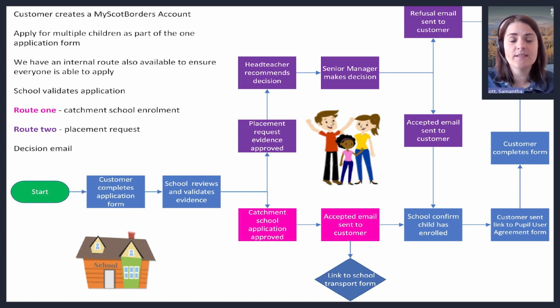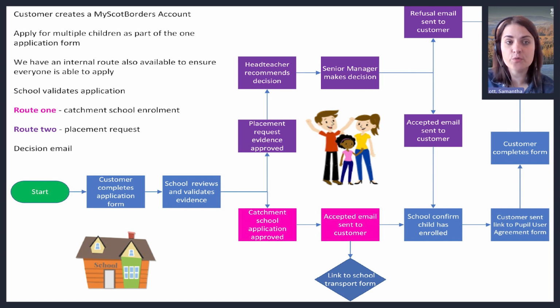We have a bit of a process flow here. Every application starts with a My Scottish Borders account, either registering or logging in if the customer already has one. And as I mentioned, you can apply for multiple children as part of the application form. We do have an internal route, so if customers can't apply due to connectivity issues, or they don't have access to a device, we're not putting barriers in place for our customers. We want to open it up to everybody, and not cut anybody off. So we've got that internal route available.